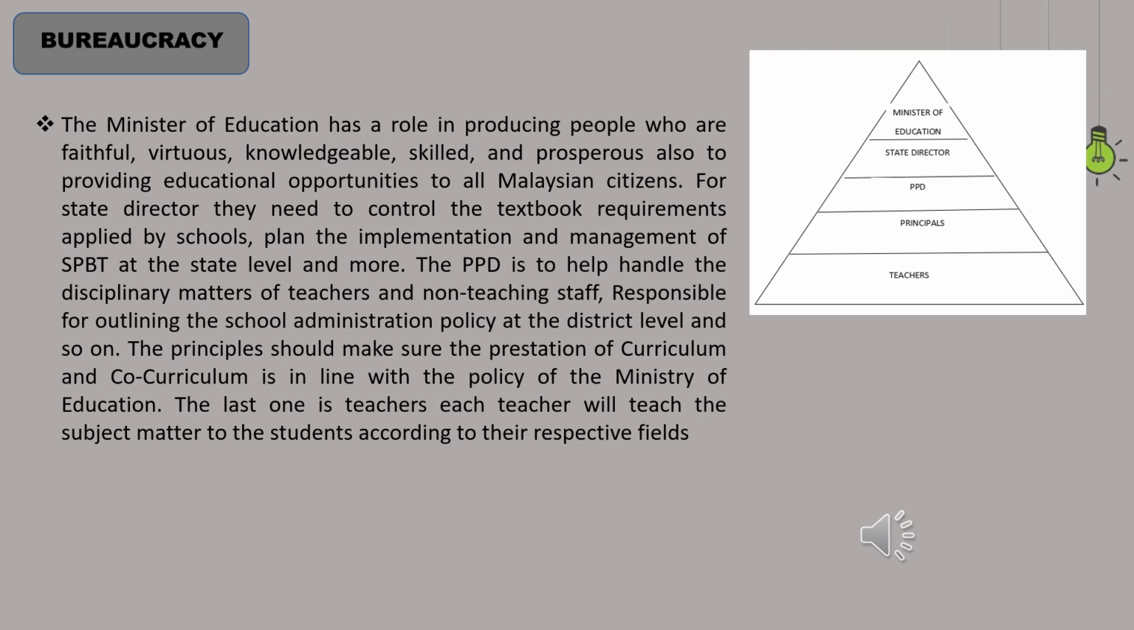For the state director, they need to control the textbook requirements applied by schools, and plan the implementation and management of SPBT at the state level, and more. Next, the PPD helps handle the discipline matters of teachers and non-teaching staff, and is responsible for outlining the school administration policy at the district level, and so on. Next, the principal should make sure the implementation of curriculum and co-curriculum is in line with the policy of the Ministry of Education. And the last one is the teacher. Teachers will teach the subject matter to the students according to their respective field. So we can see bureaucracy is more systematic because we will know the rules and ensure the work is completed.